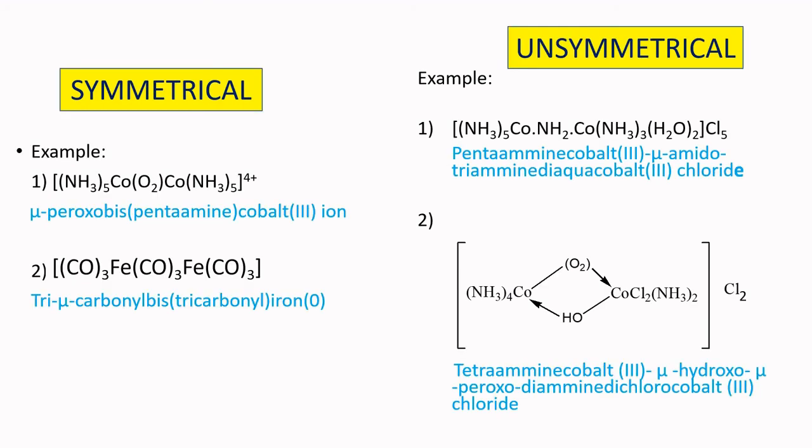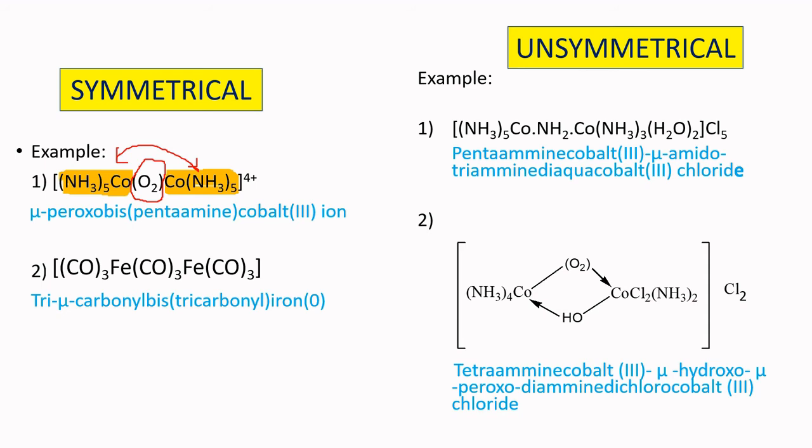For symmetrical polynuclear complexes, these are examples of how we can name them. In the first example, we have two units here, and these two units are the same. That is what I mean by symmetrical. Between these two complexes, you will see another ligand in the middle. This is what we call the bridging ligand.